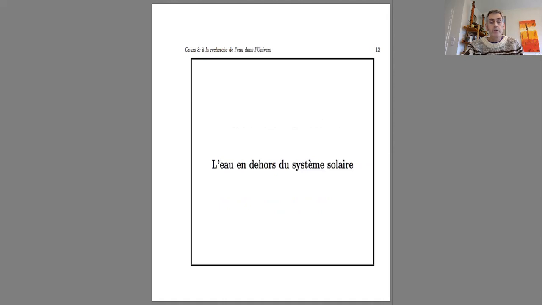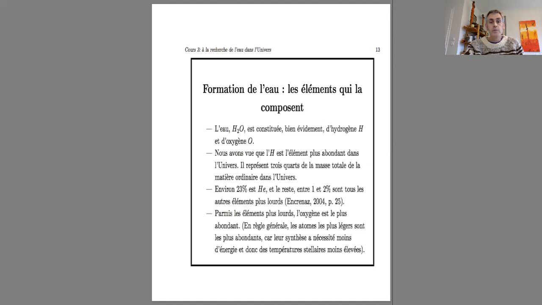What about water outside of the solar system? Let's start that discussion with how you could possibly form water beyond the solar system.